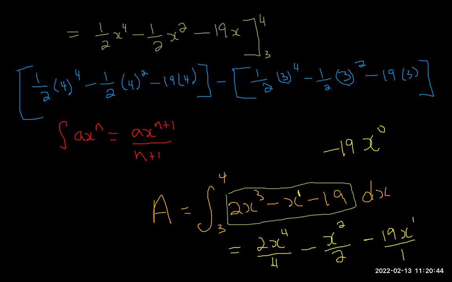The 2 and the 4, it reduces to a half, and then you have your x to the 4. So I could have left this as x to the 4 on 2. But just to make it a little neater, I put it as a half x to the 4. Same thing here. I could have left it as x squared on 2, but I rewrote it as minus a half x squared. Then this one, anything divided by 1 is itself. So instead of putting minus 19x on 1, I could just write it as minus 19x.